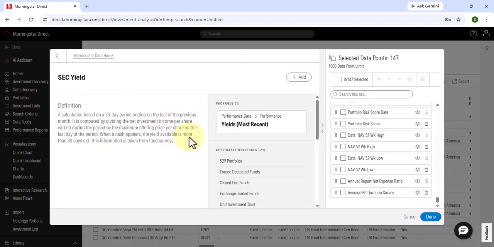And it gives a definition of the variables here. So this is a calculation based on a 30-day period ending on the last of the previous month. And it's computed by dividing the net investment income per share earned during the period by the maximum offering price per share on the last day of the period. So I want to add that. And then finally, I want to add in the average credit quality.